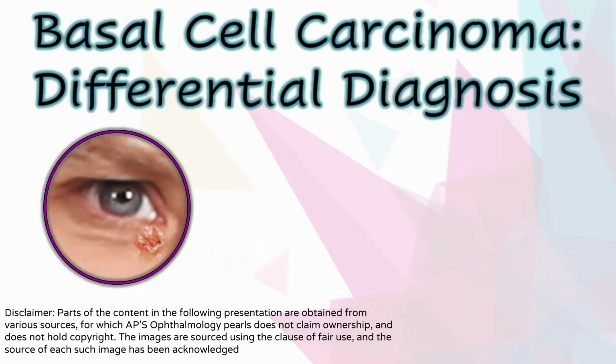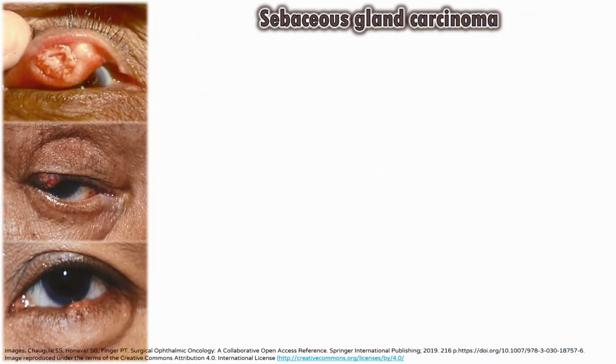There are many conditions that may mimic a basal cell carcinoma, and most of them can only be diagnosed with confidence after an excision biopsy. However, we shall consider the characteristic features of some of the important ones and mention a couple of points for the others. Unlike a basal cell carcinoma, sebaceous gland carcinomas are more common in women.